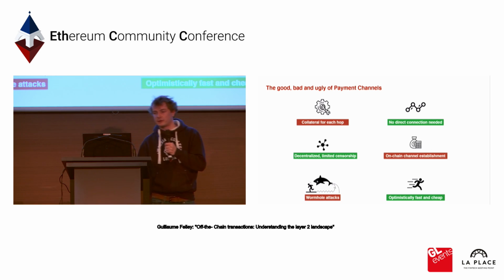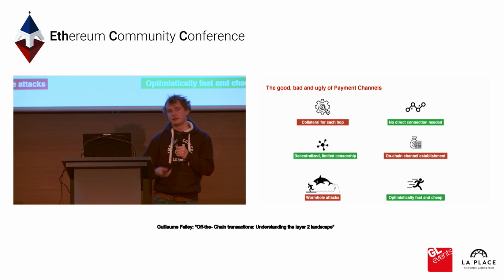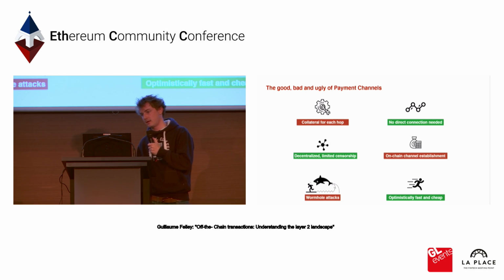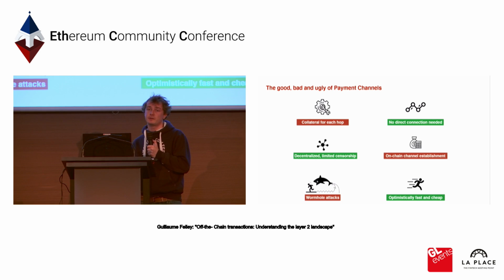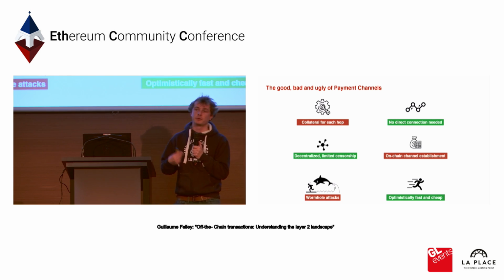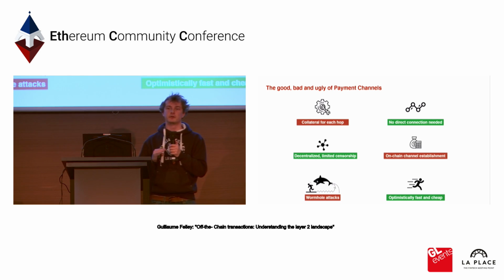It's fairly decentralized, at least on paper. You have strong censorship resistance, and you don't need a direct connection with everybody that you want to pay. And it's optimistically fast and cheap, meaning that if your counterparty is not malicious and everything goes all right, it's fast and cheap. But it might not be.